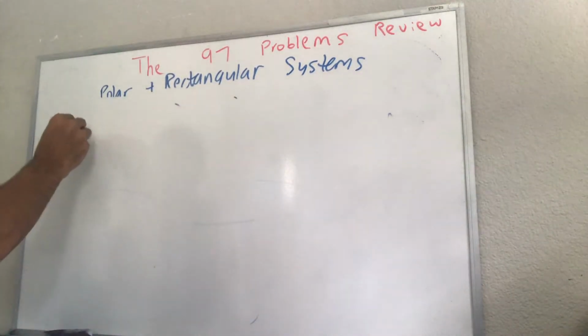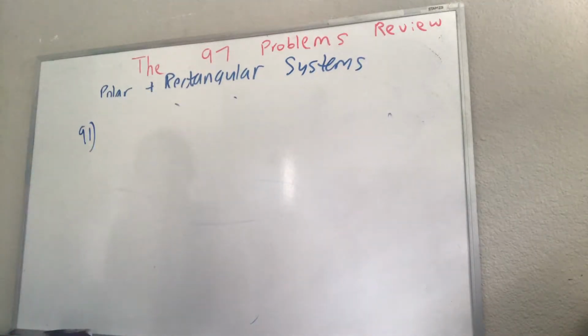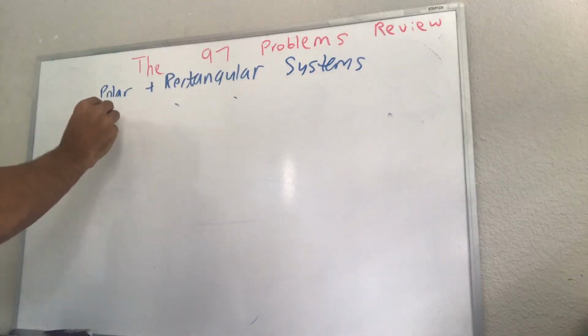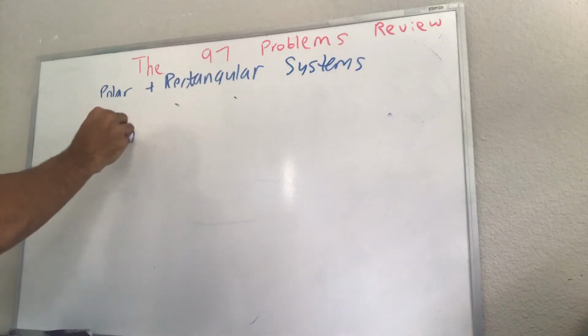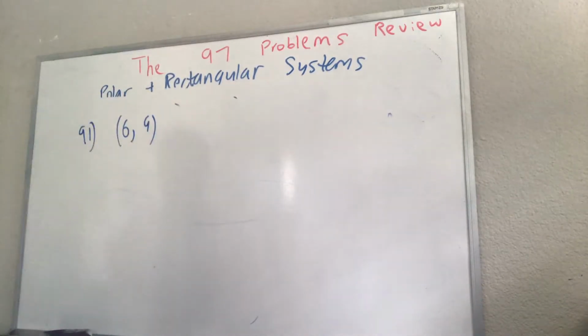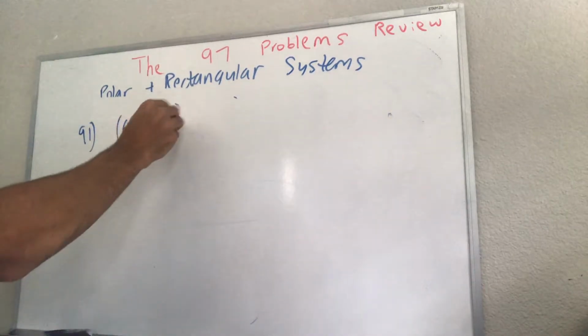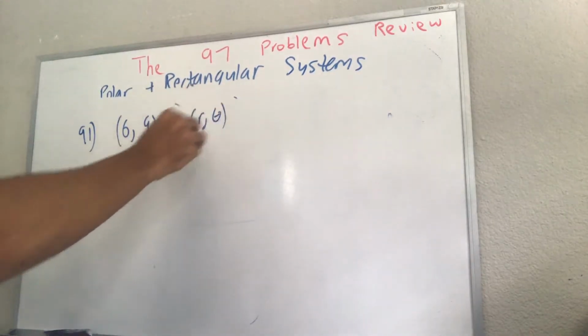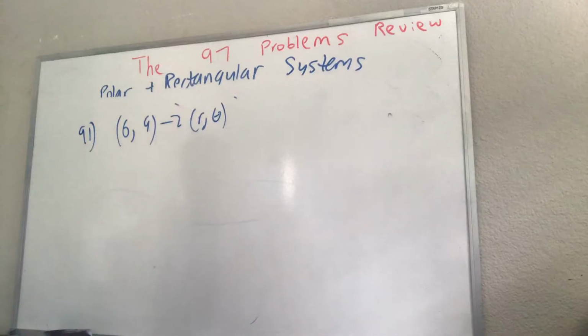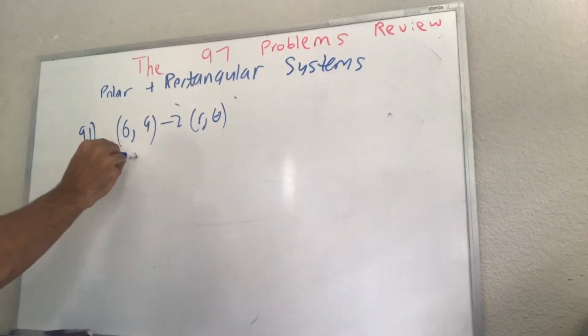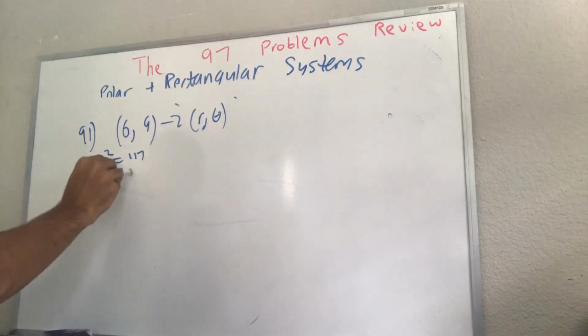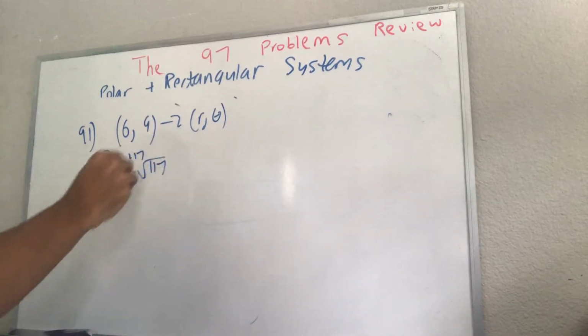So question number 91 has the point 6 comma 9. Right, that's the x comma y, and we want to convert this into r comma theta. So we'll do the same thing here. We can do 6 squared plus 9 squared and do its square root. That gives us, so we have r squared is equal to 117, and then r is equal to plus minus the square root of 117, right?